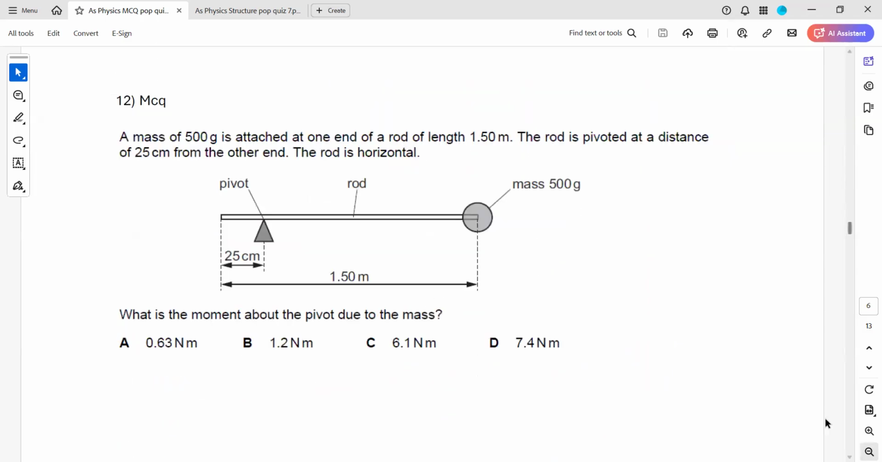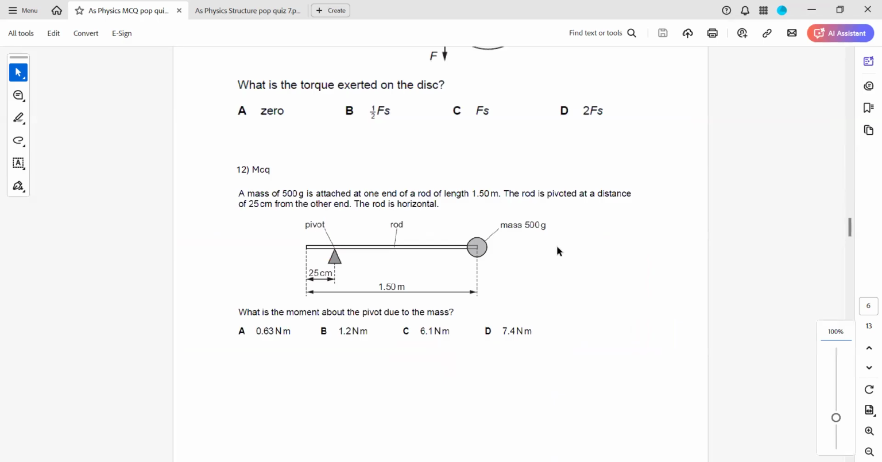Question 11 or 12, any doubt? Question 11, 12.